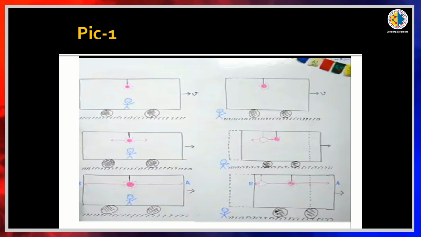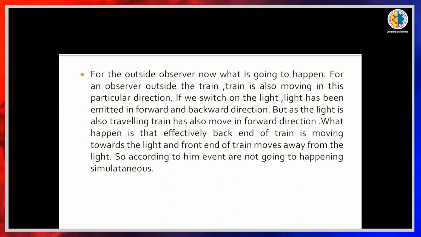But in this picture, the outside observer sees that when the light is switched on, the train is moving, so the light is also moving. So according to him, event B happens earlier than event A. So according to him, A and B are not simultaneous. For the outside observer, what is going to happen?